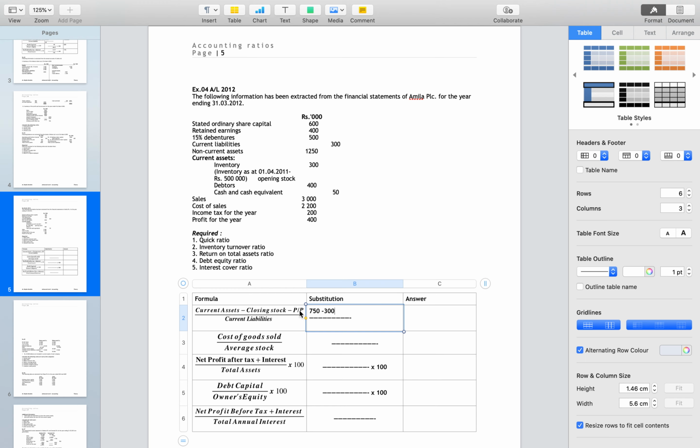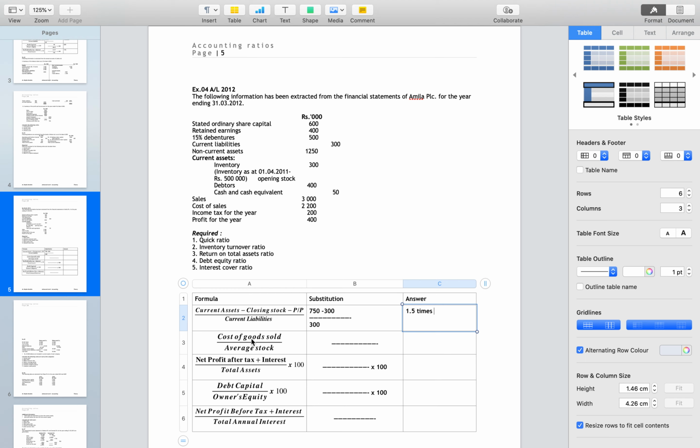Prepayment, in the last video I explained, you generally don't see prepayment. As you can see over here, there is no prepayment, so that's 0. Divide the whole thing by current liability. Specifically they have given you current liability is also 300, so you mark that over there. Therefore use your calculator and get your answer. That will now be 1.5 times. So that's done. Remember, I already explained the purpose of the quick ratio in the last video, so we can skip that part.